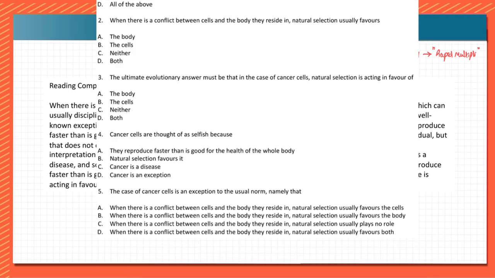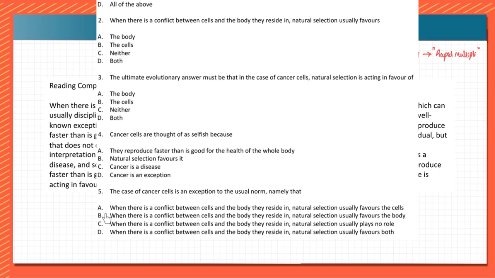From the first line we got the answer for this. When there is conflict between cells and the body, natural selection usually favors the body, which we have seen. The same statement has been given over here. The case of cancer cell is an exception to the usual form. Why is it an exception? Because when there is conflict between cells and the body, natural selection usually favors the body. Here also B is the answer.